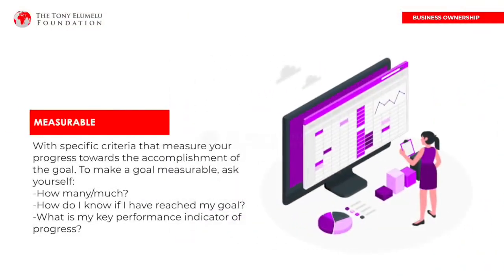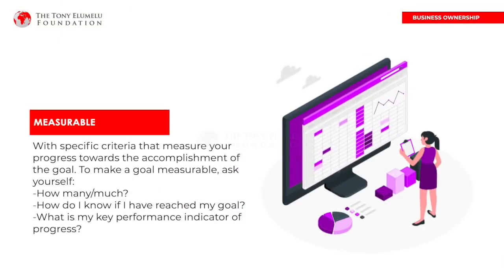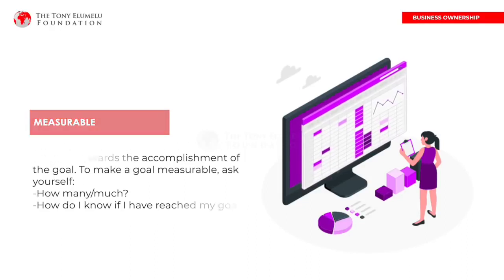Measurable, with specific criteria that measure your progress towards the accomplishment of the goal. To make a goal measurable, ask yourself, how many or how much? How do I know if I have reached my goal? What is my key performance indicator of progress?